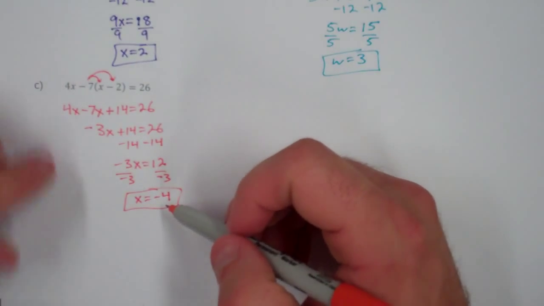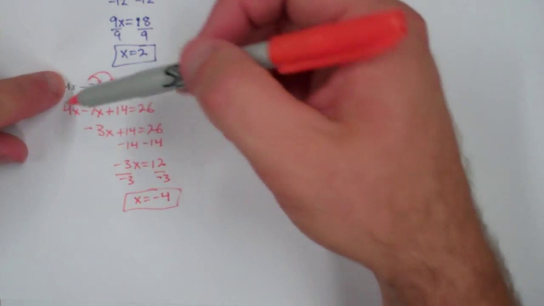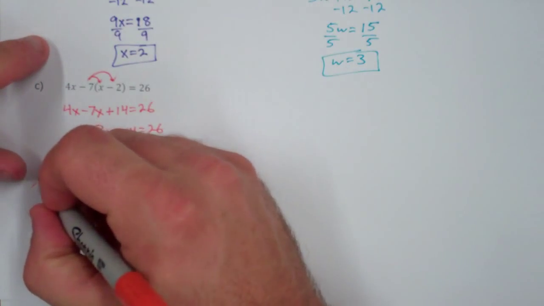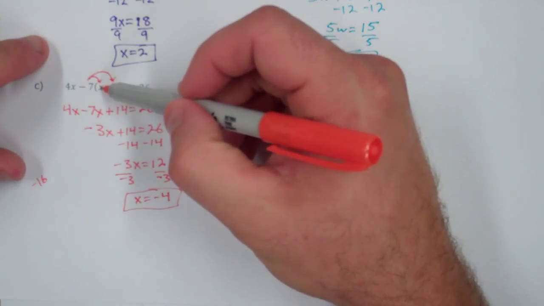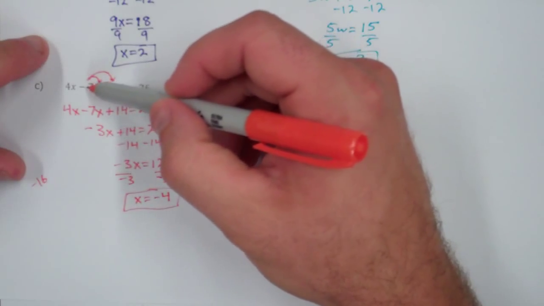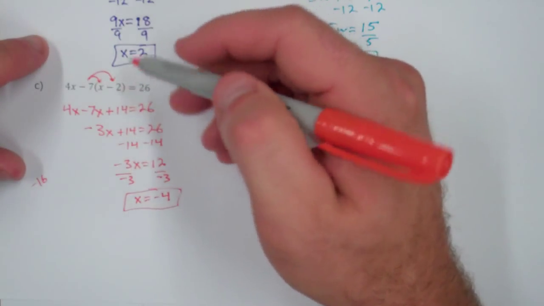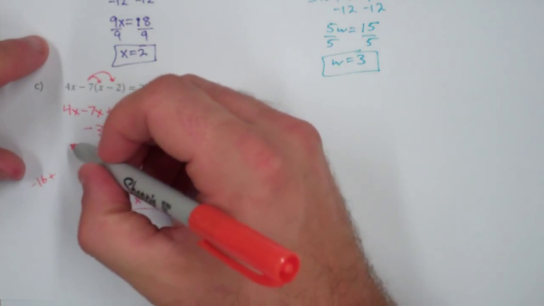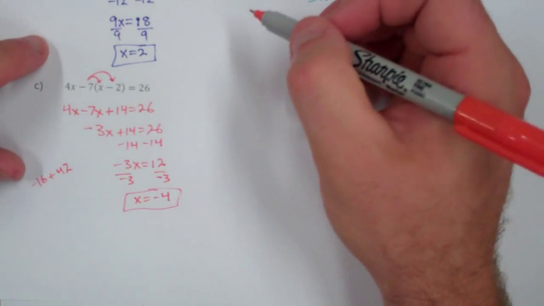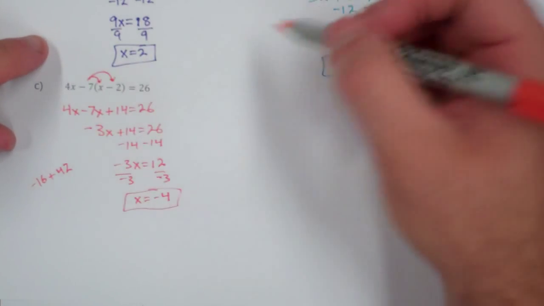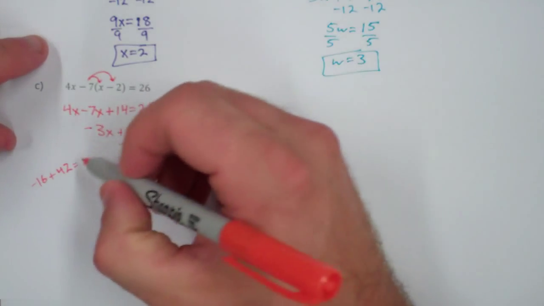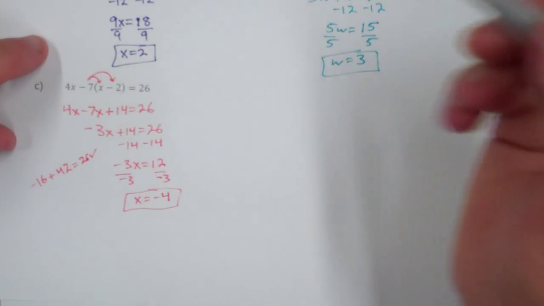If we substituted negative 4 back in, we'd have negative 16 here. And then inside we'd have negative 6 times negative 7, so that's going to be 42, I think. And if we add negative 16 and 42 together, we get 26. So this one checks out.